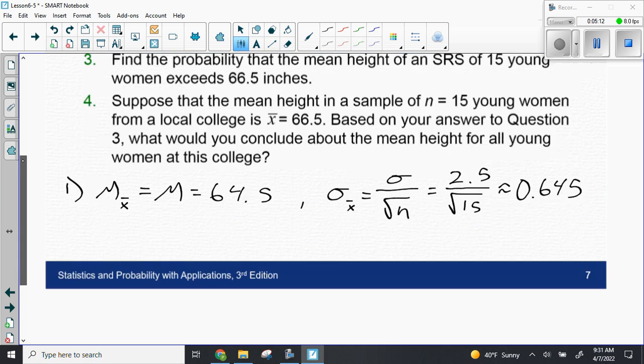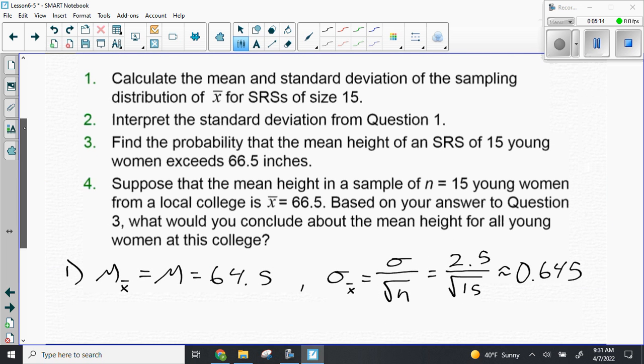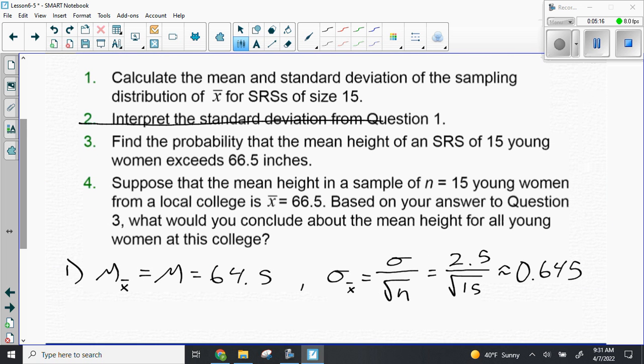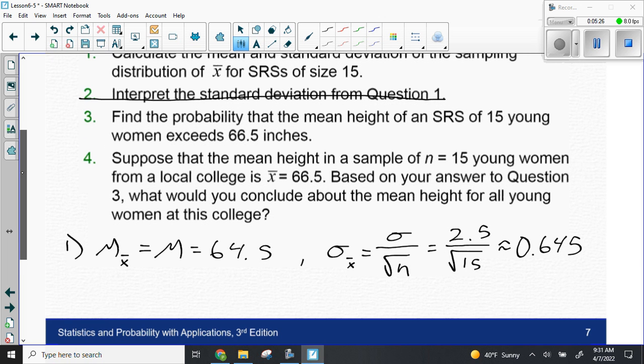Hey, let's do number two. No, we're not going to actually do this, we've done this question. Now let's find a probability. I believe your assignment is only two questions: find the mean, find the standard deviation, and calculate a probability.